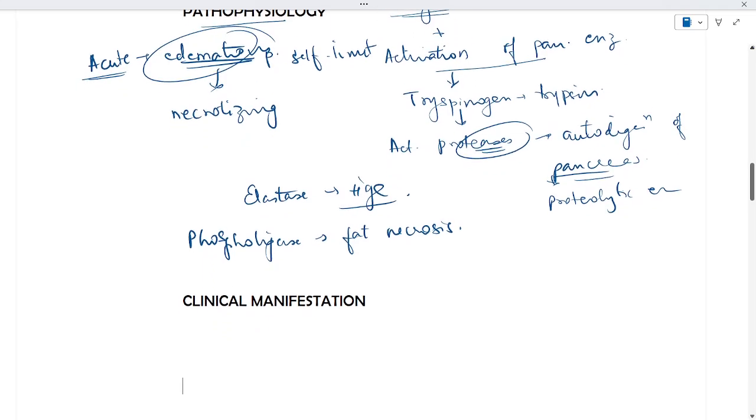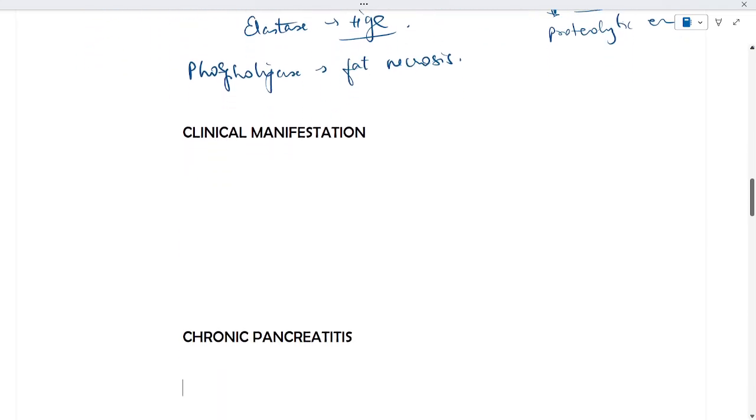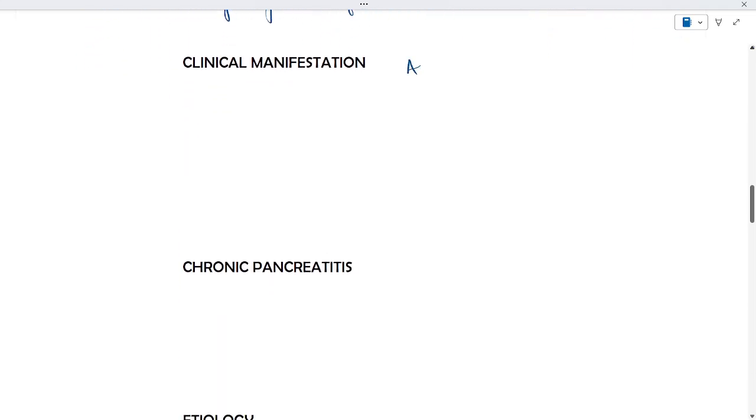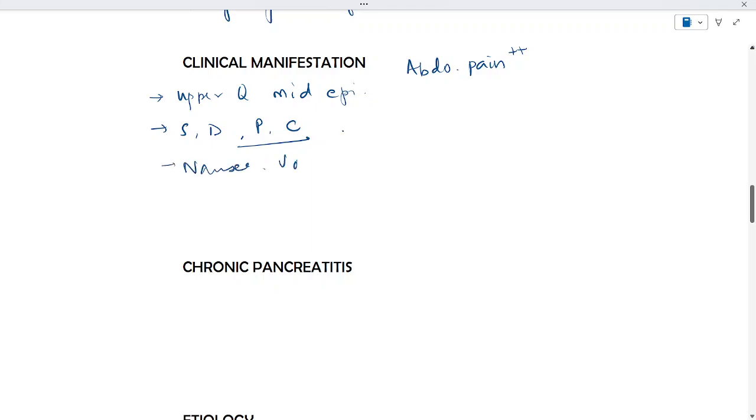Clinical manifestations, if we see, the person will present with severe abdominal pain. Abdominal pain is the most predominant symptom seen in acute pancreatitis, and it is very severe. The pain would be located in the upper quadrant and the mid-epigastric region. Severe, deep, piercing and continuous type of pain, along with nausea, vomiting, hypotension, crackles present over the lungs, and ileus, that is with marked abdominal distension.